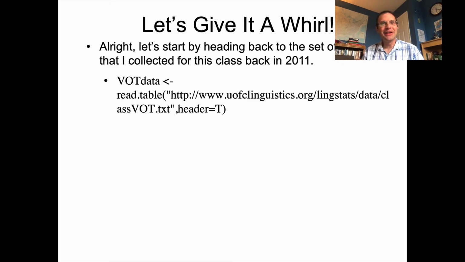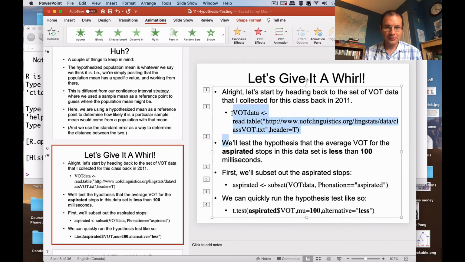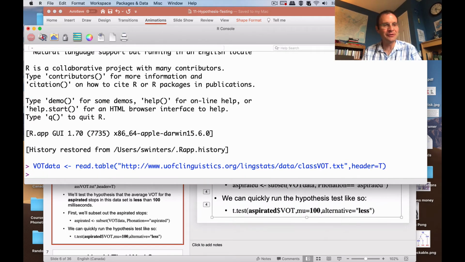Okay, so let's start by heading back to the set of VOT data that I collected for this class the first time I taught it back in 2011, which somehow is 10 years ago. I think we've been through that, but old age never becomes familiar. It's like, wow, what's happening to my life? Well, I'm collecting data in my life and I'm trying to explain it.